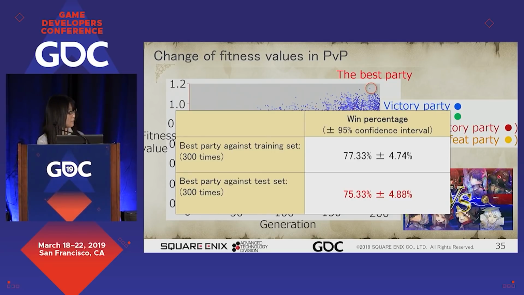The upper number is the winning rate against parties that were used for the evolution. The lower number is the winning rate against the other parties. Both of them show high win percentages, and they're almost the same. This result indicates the best party can win against various parties as planned.